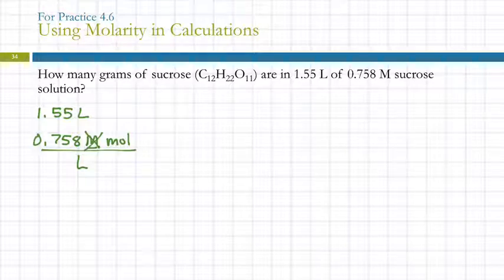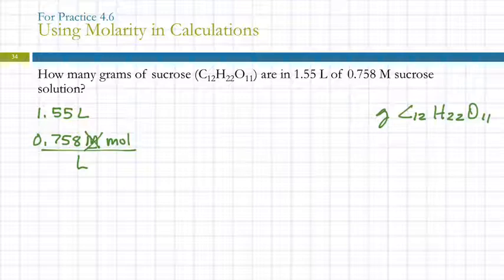Okay, so I've got liters and I've got moles per liter, and what am I trying to find? Grams. I'm trying to find grams of sucrose. And they gave me the formula because we don't expect you to remember that one. So I've got 2 numbers given to me, and sometimes we have a hard time deciding which one is the starting and which one is the conversion factor. The units will help you out here.